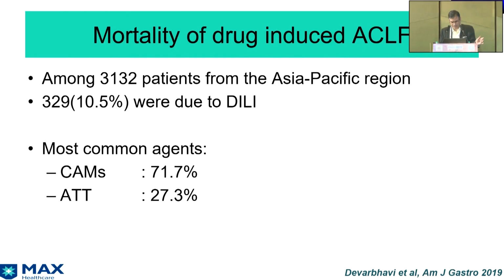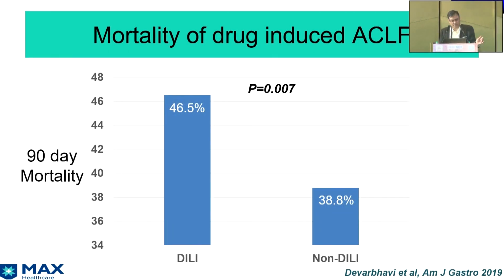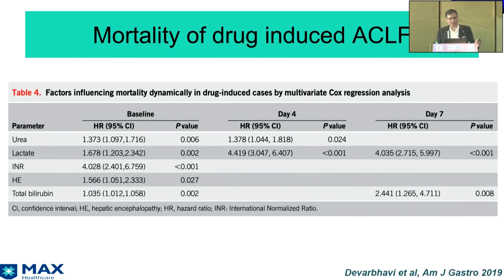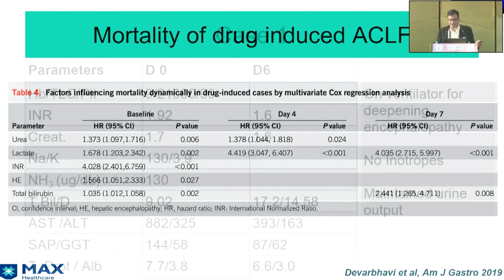So this was one of the largest studies from Asia Pacific region where the most common agents were CAMs and ATT induced, and they showed that the 90-day mortality was almost 46% versus 38% in non-DILI. They also showed that whether it was ATT or CAM induced, the mortality was similarly higher as compared to non-DILI ACLF. So these patients should be referred for transplant early. They looked at several criteria and they found that independently lactates and total bilirubin at day 7 predicted poor survival.